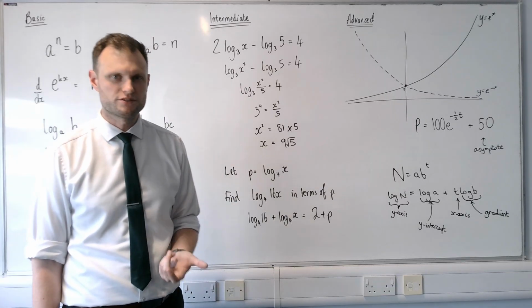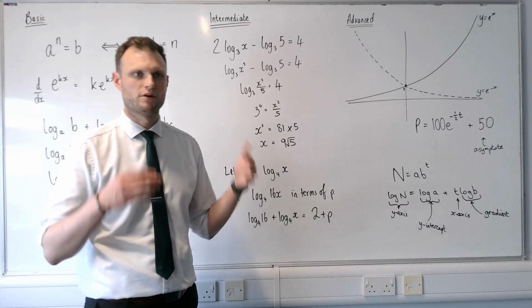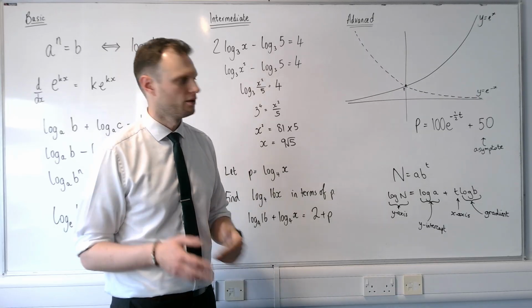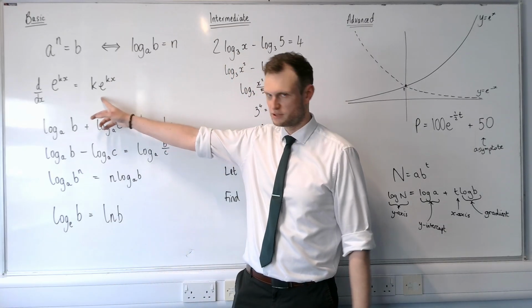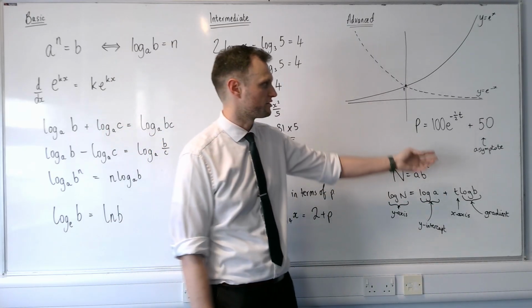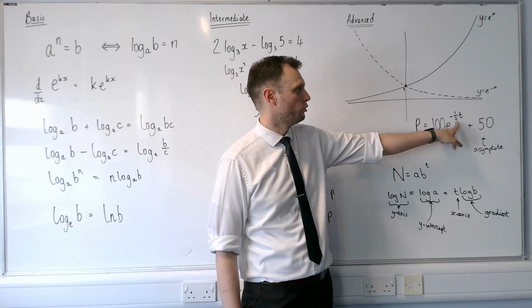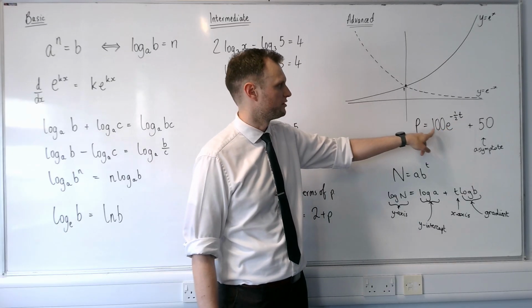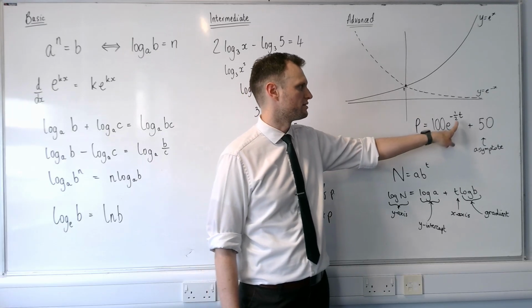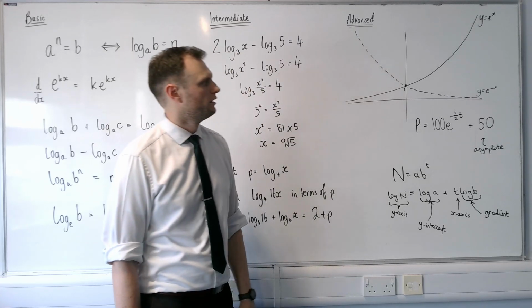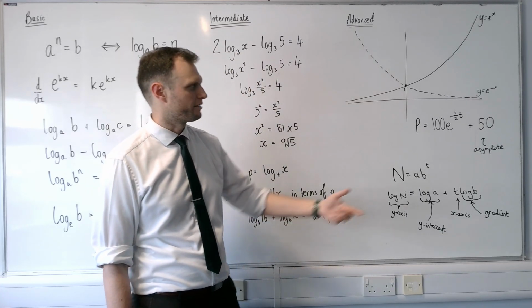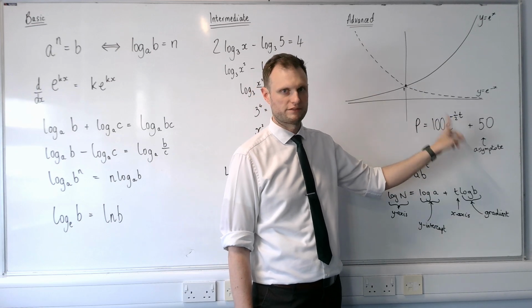If it ever talks about the rate of change being something, then you're not going to substitute into this equation. You need to differentiate first. Now this differentiates really easily because you just multiply by negative a half, so you get negative 50 e to the minus a half t, and then that one disappears. So if it talks about rate of change, you want to differentiate first.